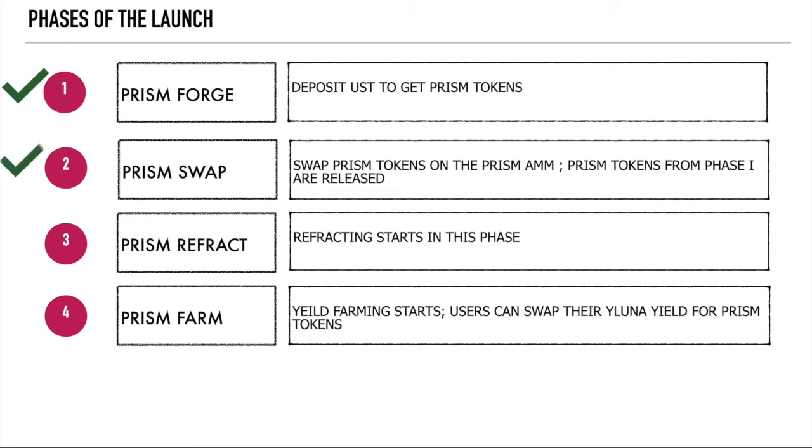The second phase is called the Prism Swap, where the Prism tokens can be swapped on the Prism AMM. In this phase, the Prism tokens from the first phase are released. In the third phase, you can start refracting. And in the final phase, yield farming starts just like any other community farming. Here the Y Luna generated can be swapped to get the Prism tokens. Let's look at each of these phases in detail.